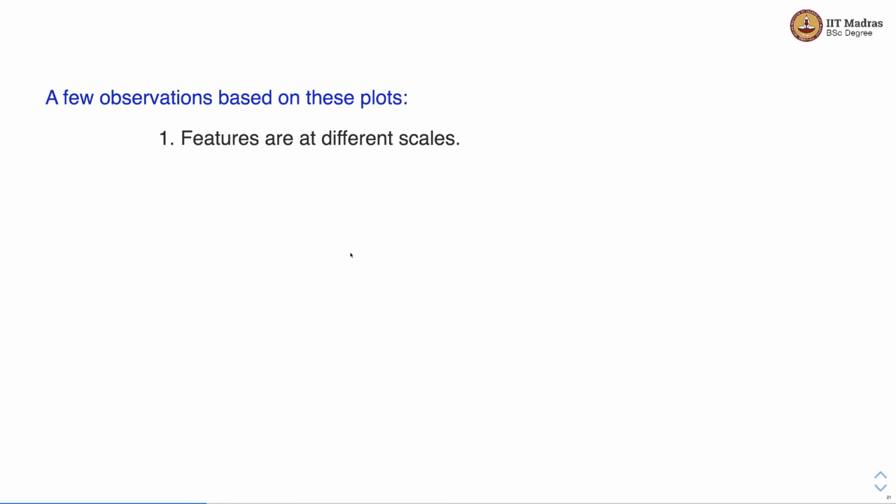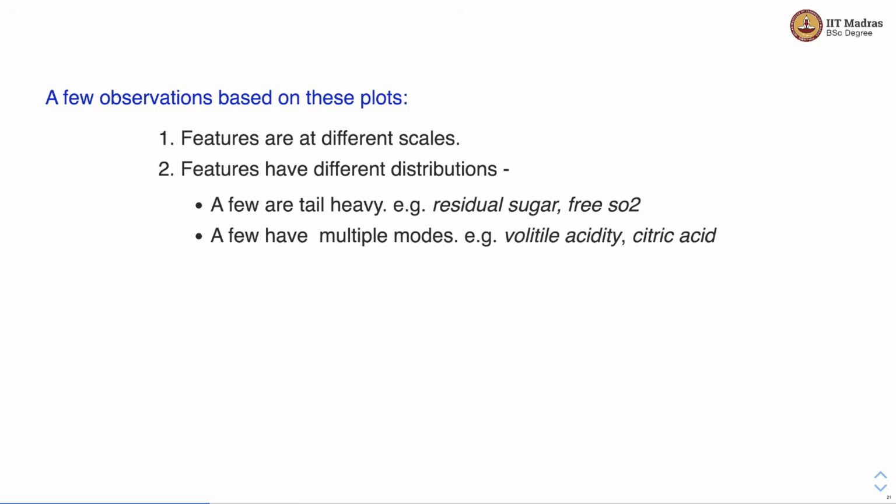So different features are at different scales and features have different distributions. Some of them are tail heavy like residual sugar and free SO2 and few have multiple modes just like volatile acidity and citric acid.